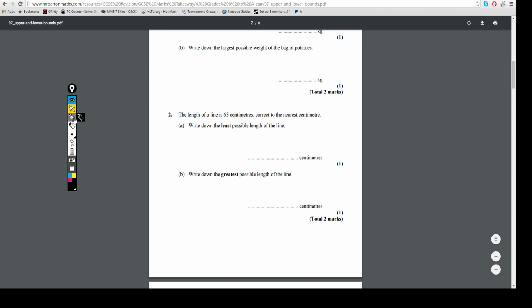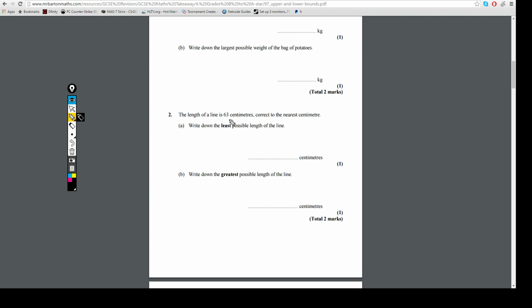We'll do some more. The length of the line is 63 centimeters, correct to the nearest centimeter. Write down the least possible length of the line. It's pretty much exactly the same as the other question, but it's a different value, and it's in centimeters. You guys can pause the video and do this question, and let's see if we get the same answer. Obviously, this is pretty simple. You just have to write down the least possible value. So it's going to be 62.5 because that can be rounded up to 63.